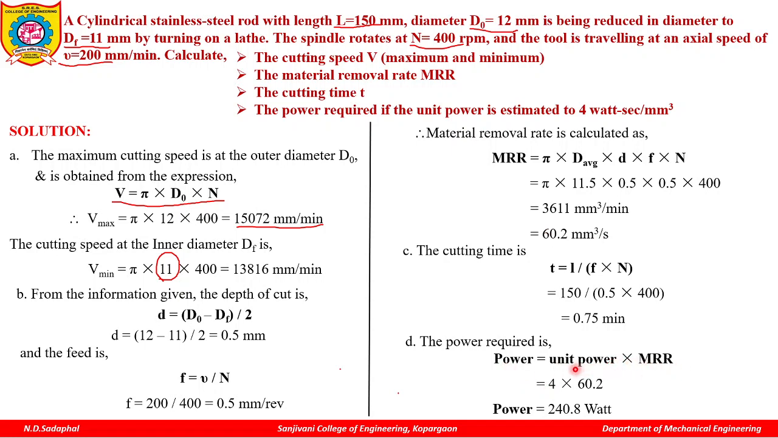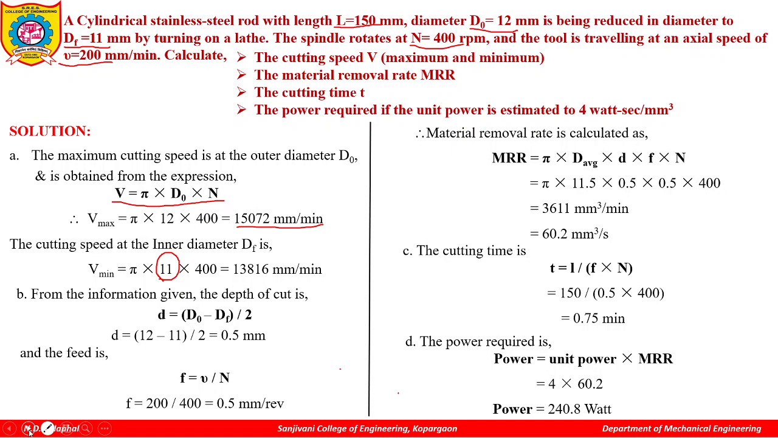For the total process, how much power is required? Unit power is given for 1 unit, 4 watt second per mm cube. But for the total process, it is unit power into MRR. So unit power is given 4, into MRR 60.2 mm cube per second we have to put, not this mm cube per minute. So you will get 240.8 watt power.